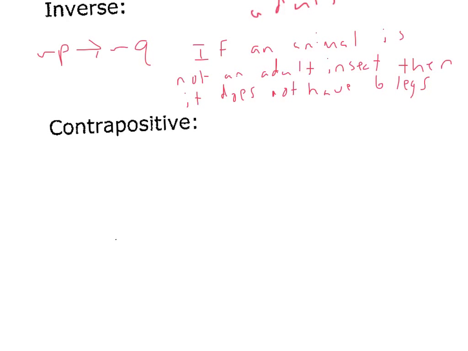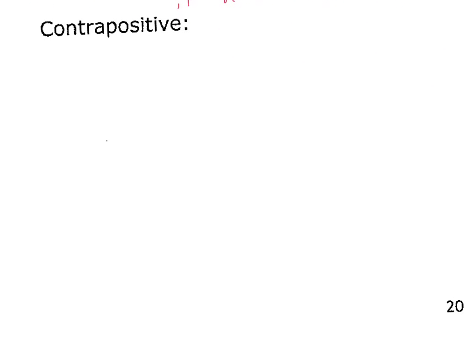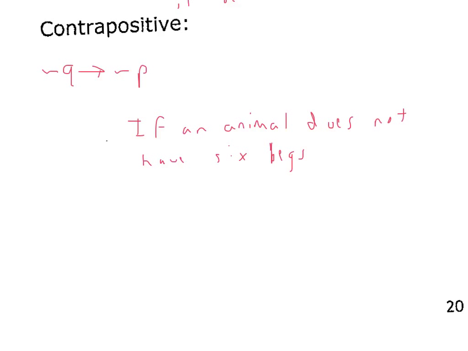Then, lastly, your contrapositive is going to be the opposite of Q leads to the opposite of P. Okay, so if you were to write that one out, you're just doing the opposite of Q. So it would say, if an animal does not have 6 legs, then it is not an adult insect.